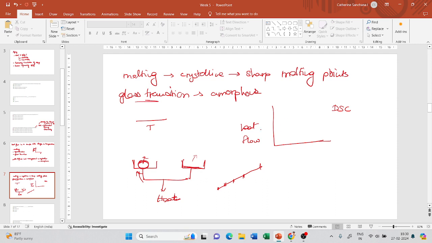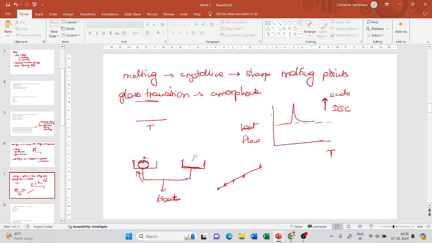Now, if you see the heat flow curve versus temperature, let us say that my upward direction points to endo. In that case, if this heat flow curve has a sharp point in the endothermic region, okay, you know that in endothermic reaction heat is absorbed, heat is taken in. In exothermic reaction, heat is given out, right?